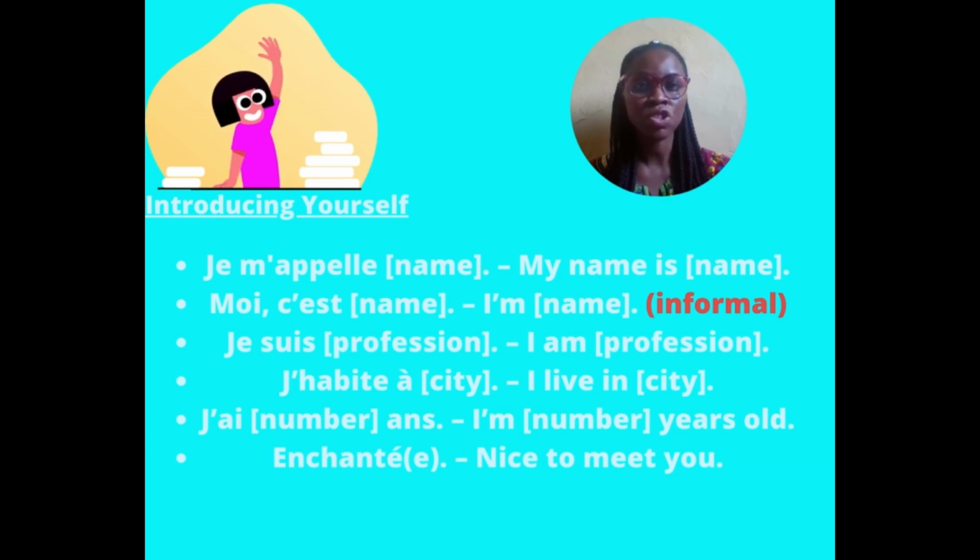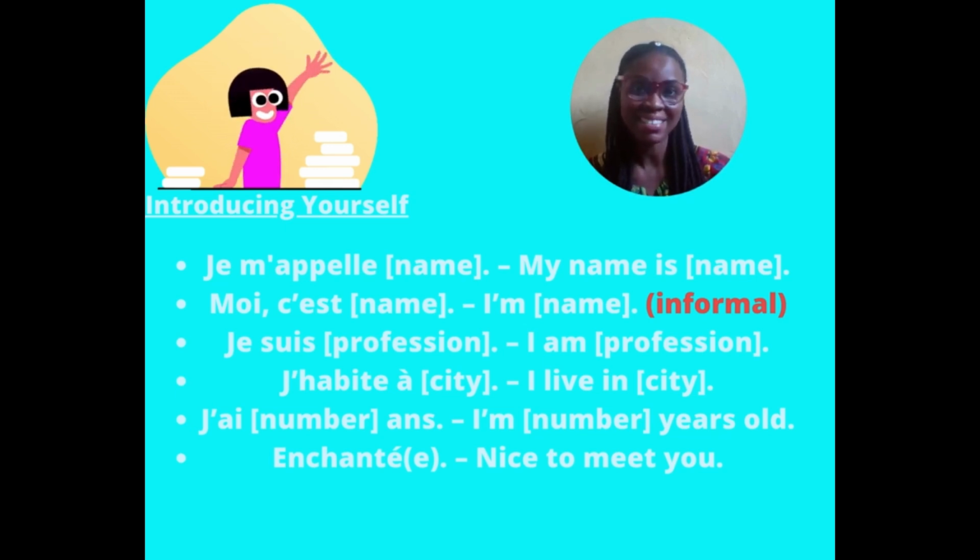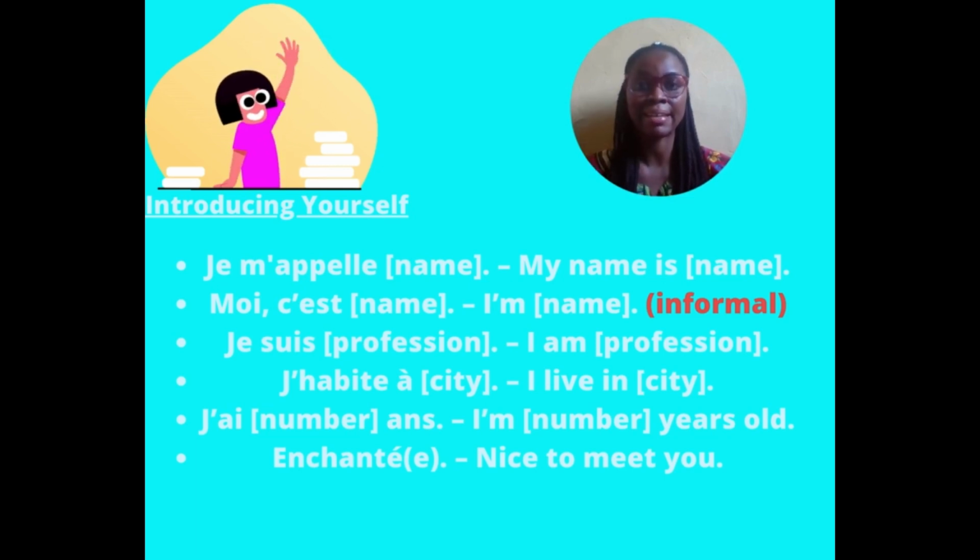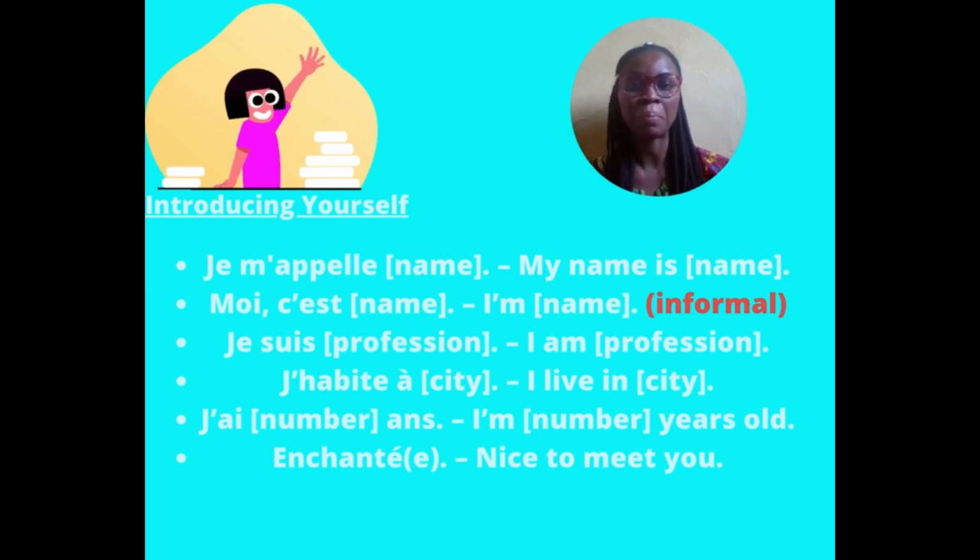How about your profession? Je suis, and then your profession. Je suis, I am. Je suis means I am. You can also use it to say your name. Je suis Priscilla. So, je suis enseignante. I'm a teacher. You also use je suis to say your nationality. Je suis nigériane. Je suis française. Je suis algérien. Wherever you are from.